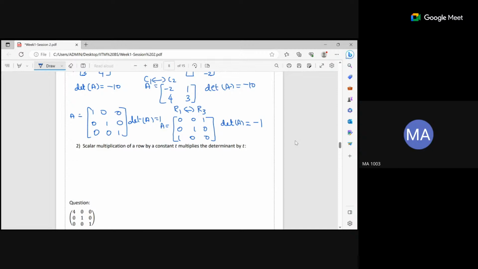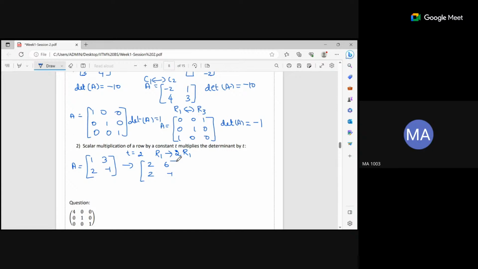Fine. So scalar multiplication of a row by a constant t multiplies the determinant by t. What does that mean? Let us say you have a matrix like this. Now I am going to multiply just one row with some constant t. Let's say the constant is 2. I'm going to multiply my R1 and replace it with 2 times R1. So what will happen to your A now? 2, 2, 6, 6, 2 minus 2, 2. Now let's call this matrix A dash.